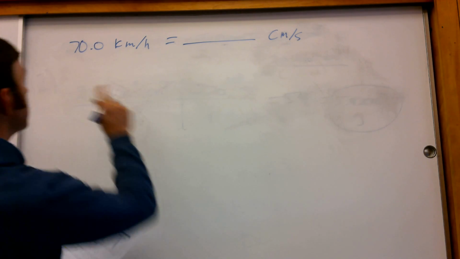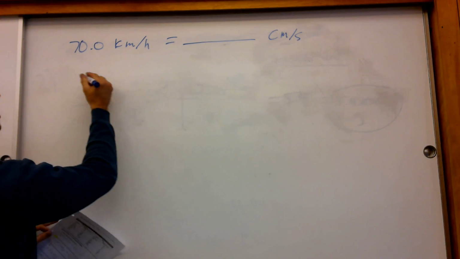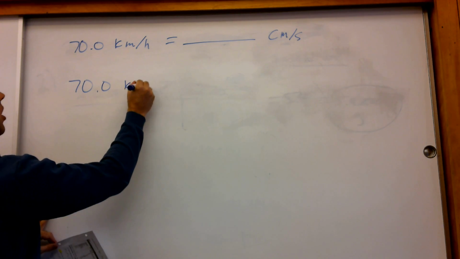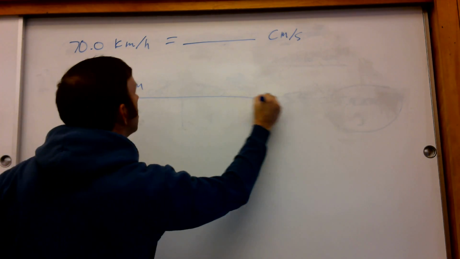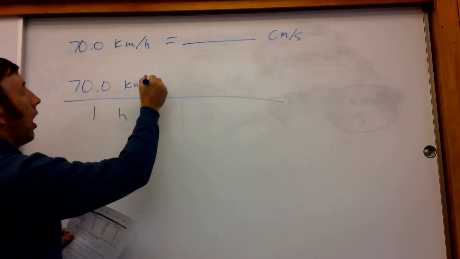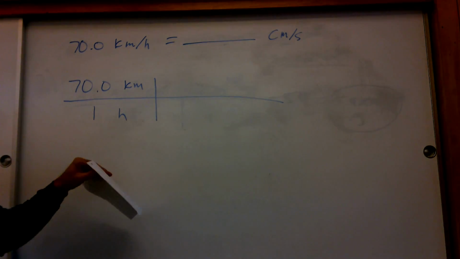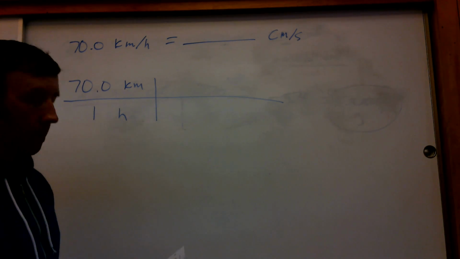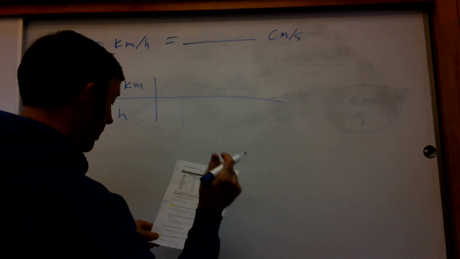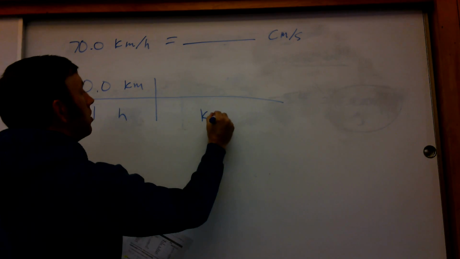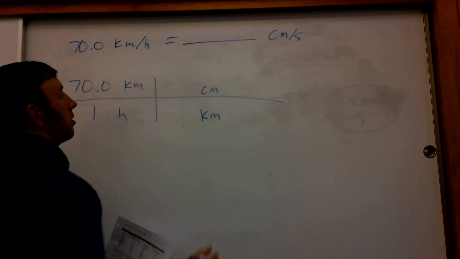So, like always, here's my known quantity, 70.0 kilometers over 1 hour, right? Now, I just need to decide, do I want to convert kilometers to centimeters first or hours to seconds? I think we'll go kilometers to centimeters first, all right? So, kilometers on top, that means kilometers needs to go on the bottom, centimeters on top, right?